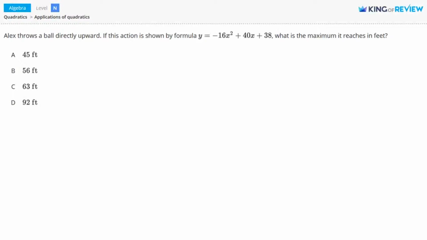Alex throws a ball directly upward. If this action is shown by the formula y equals negative 16x squared plus 40x plus 38, what is the maximum height it reaches in feet? So the ball will follow a path that looks something like this.